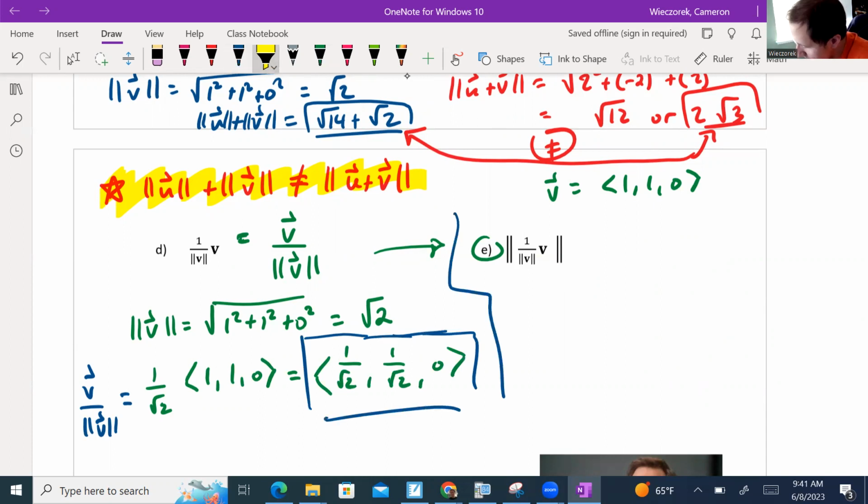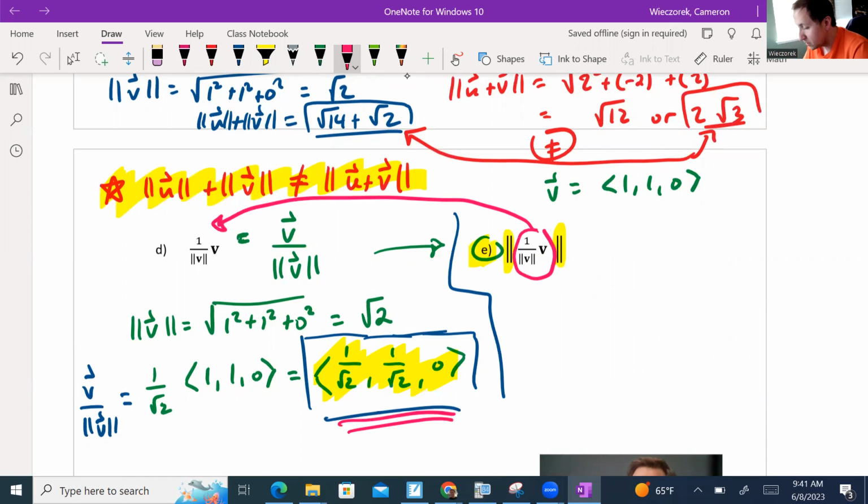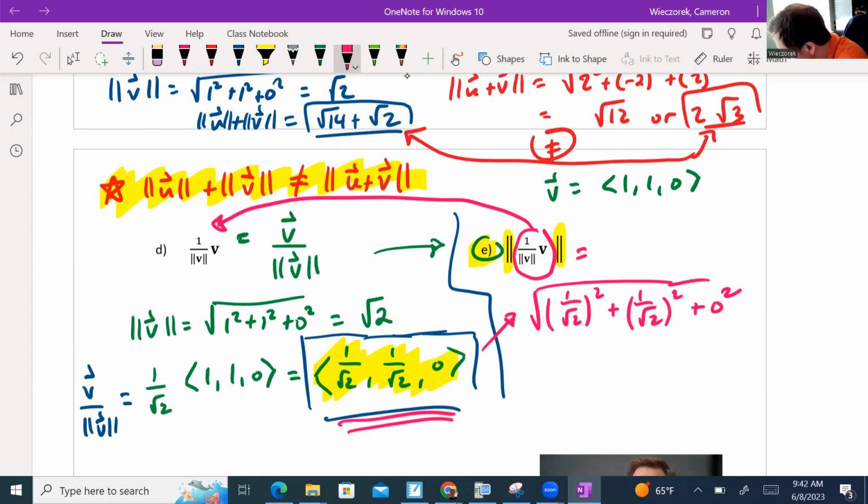Okay, so probably doesn't seem very interesting. Now, look at part E, though. Look at what we're doing. Now we're taking the magnitude of that vector that we just found in part D. So I'm going to be taking the magnitude of this vector 1 over rad 2, 1 over rad 2, 0. So if I take that magnitude, I'm going to get square root of 1 over rad 2 squared plus 1 over rad 2 squared plus 0 squared. 1 over rad 2 squared would be 1/4. No, it wouldn't. It would be 1/2, sorry.